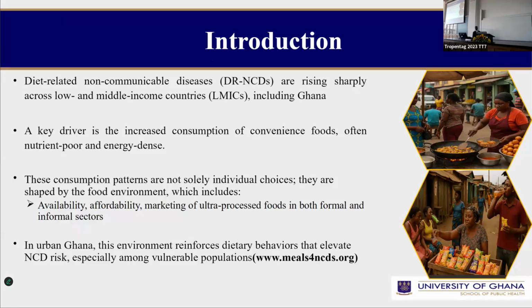Food environment is an interface that allows individuals to make food choices. And it is mingled and commingled with availability of certain kinds of food, affordability, as well as marketing of mainly ultra processed food, both in the formal and the informal sector. In Ghana, this type of food environment reinforces dietary behavior that elevates NCD risks, especially among the vulnerable population.